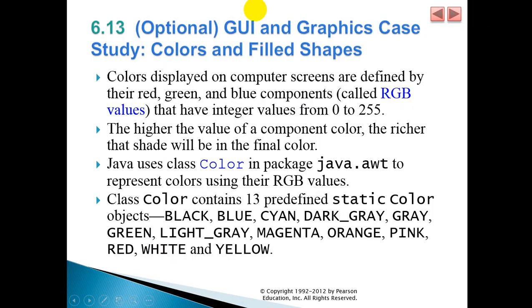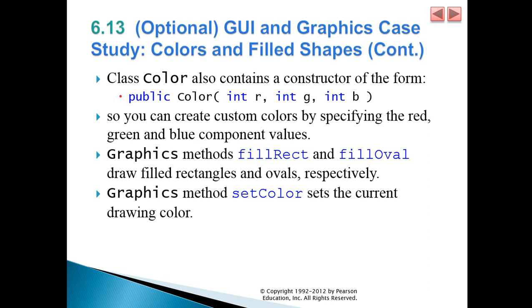So this is 6.13. This talks about colors and filled shapes. So we can display colors on the screen by RGB values, which is basically 0 through 255 for the R, which is red, G is green, B is blue. And the higher the value of that component color, the richer the shade will be. We use the class Color to do some predefines for black, blue, cyan, dark gray, gray. Those are all the various predefines that are accepted. There's also a Color constructor that you can use. Finally, you can use fillRect, fillOval, and setColor to specify these.